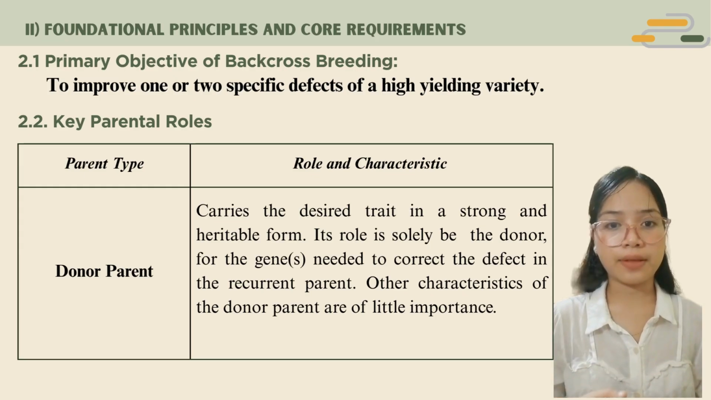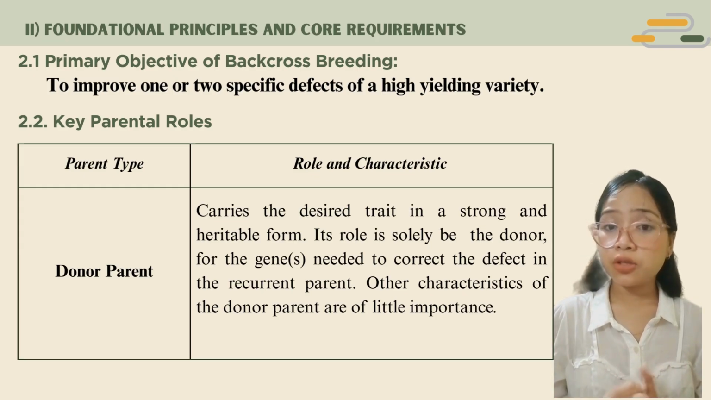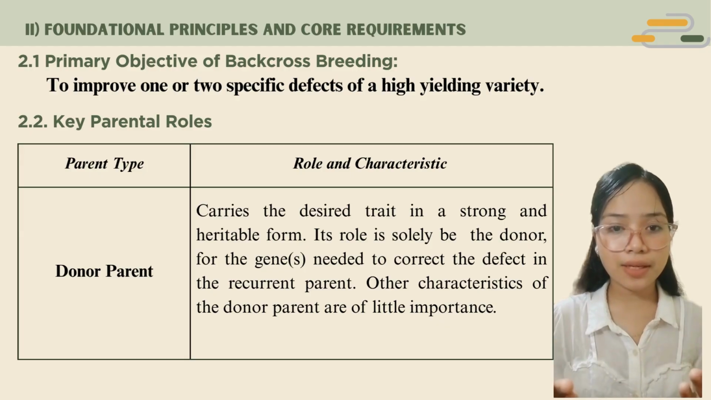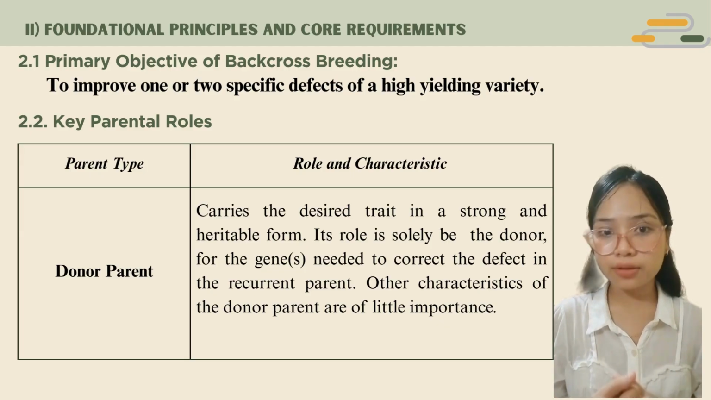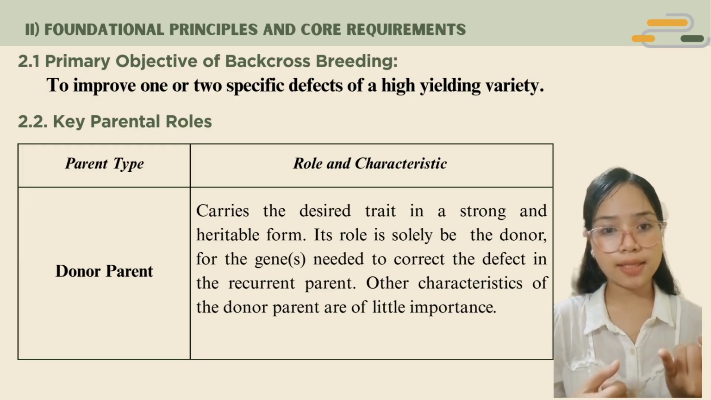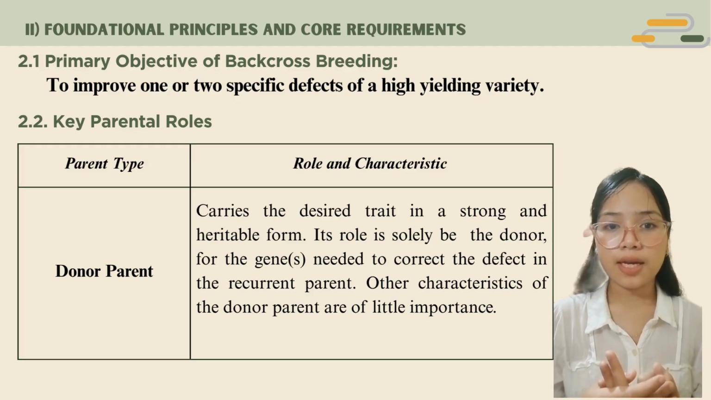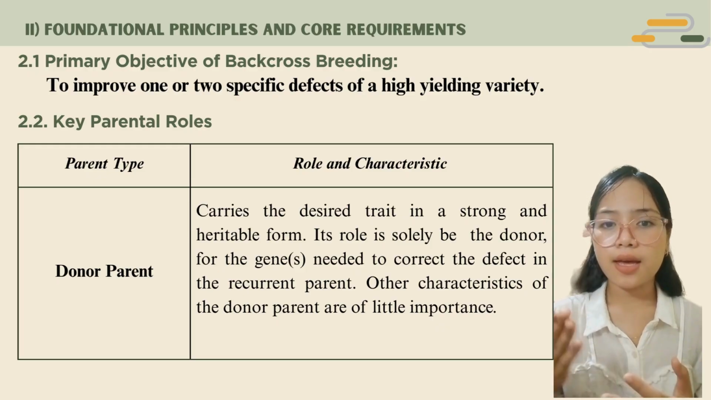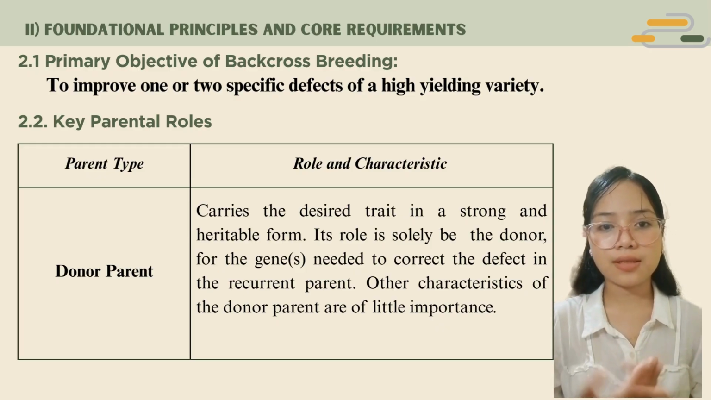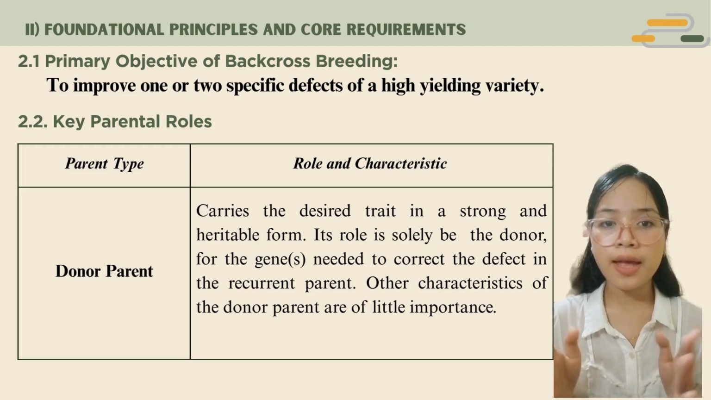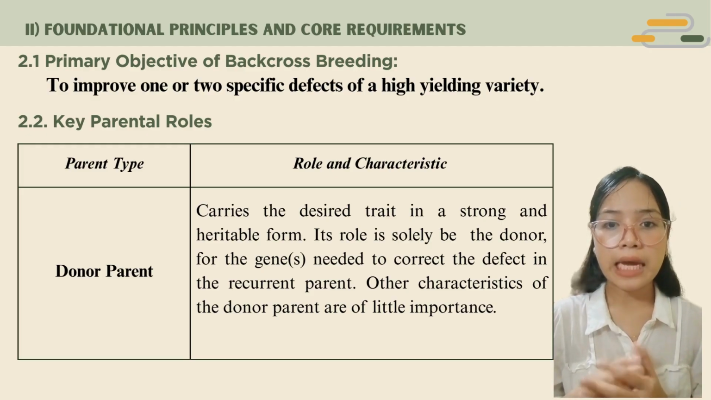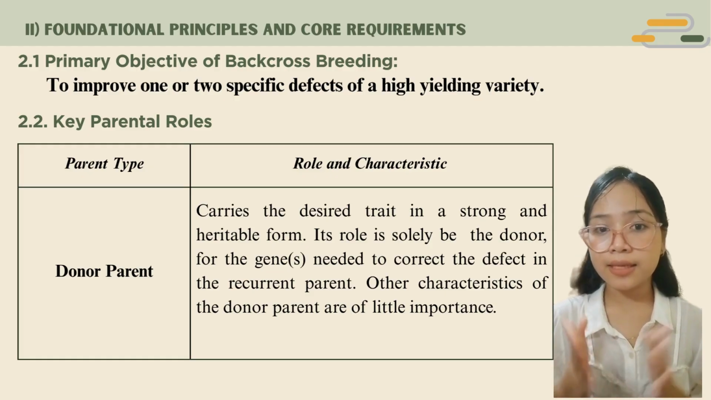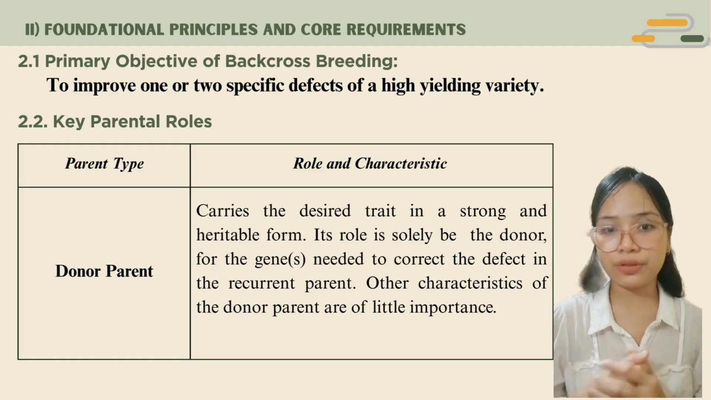The donor parent, on the other hand, is chosen because it clearly expresses the target trait, like disease resistance, milk yield, or coat color, and passes it on reliably. And its other characteristics don't really matter or have less importance. It serves mainly as a source of the desired gene.